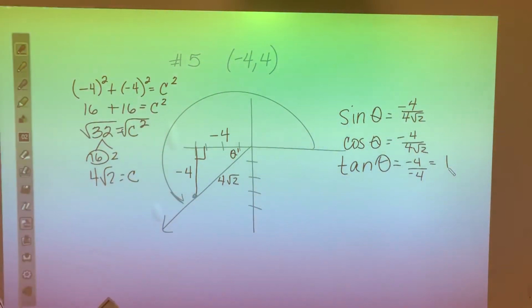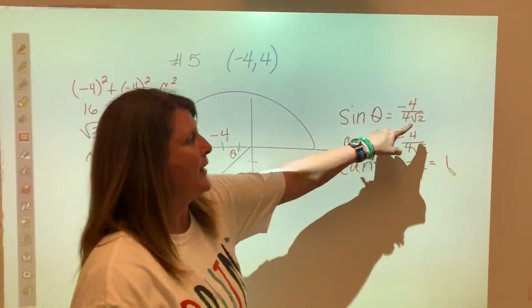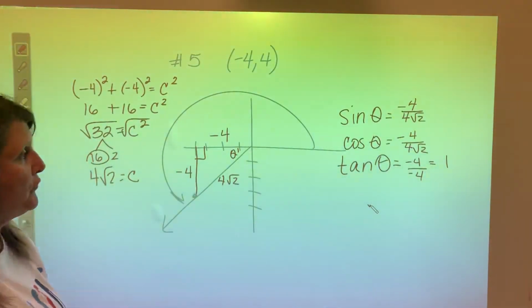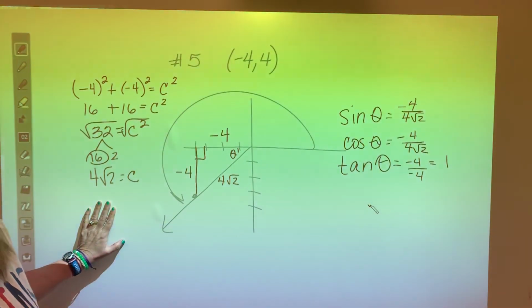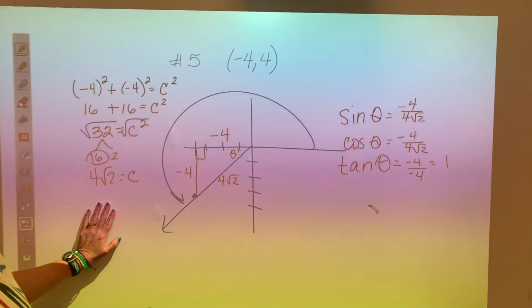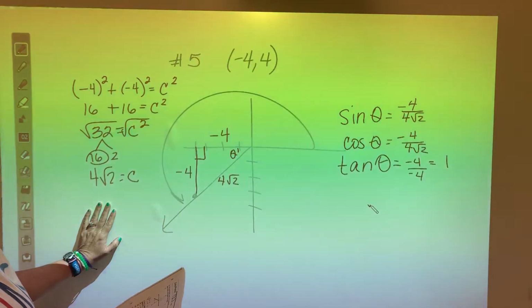So although I've taught y'all to never leave a radical in the denominator, I am, just for sake of simplicity right now. In the words of Andrew Coy, he told me, Coach Golden, you just need to keep this simple. So that is kind of what I'm going to do right now.